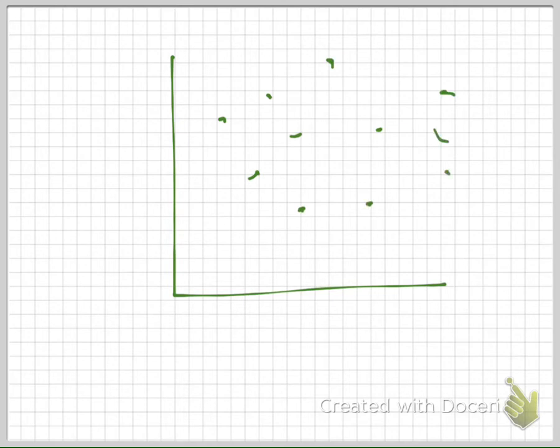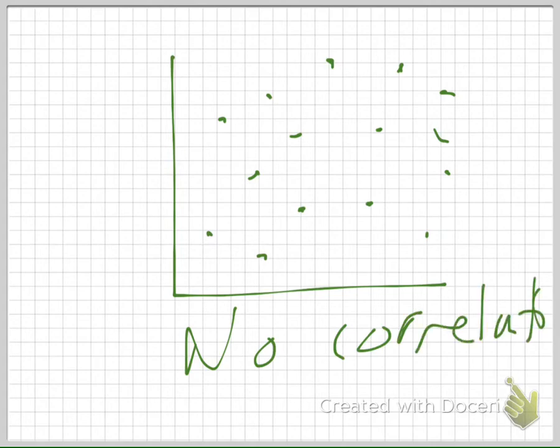Let me give you another one. Let's say we have our graph here like this, and here is our data. Do you see any sort of a trend here? Is there any sort of a pattern where it's either going up or down? No. I would say no. This thing's all over the place. And so this would be no correlation. Does that make sense? Correlation.